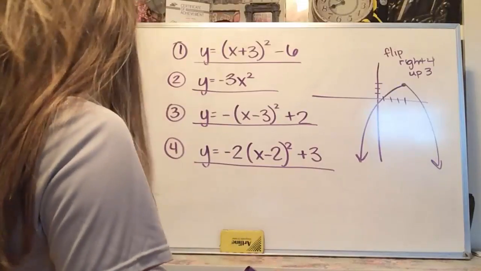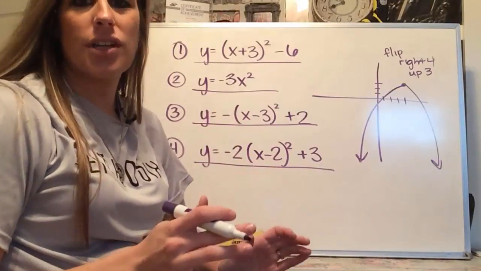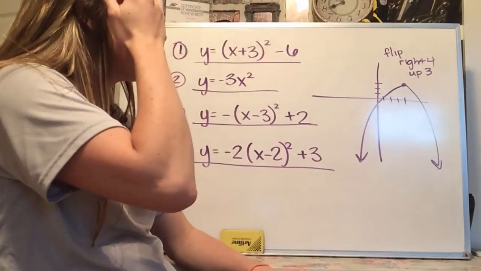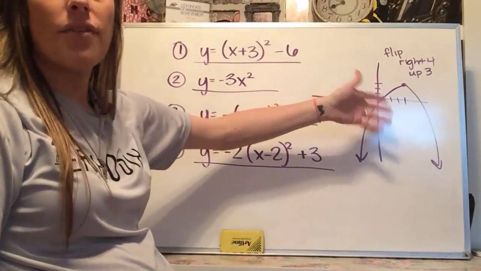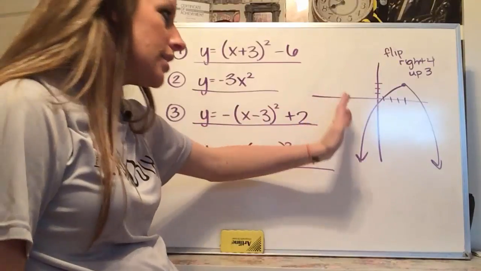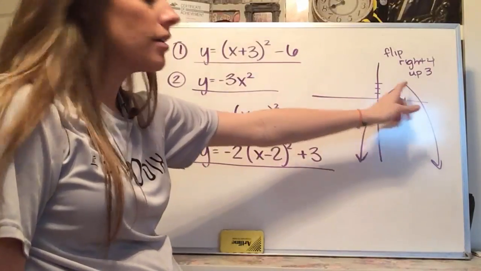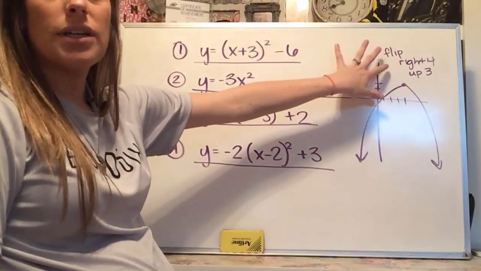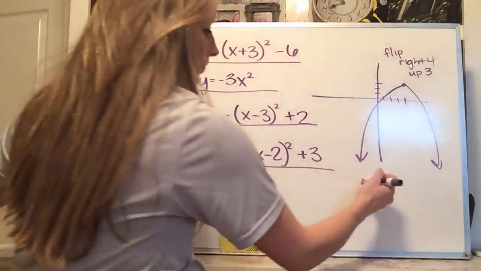Okay, so what I do, don't worry about stretching it from the graphs, it's a little hard to tell. But it's obvious that it was flipped. It's obvious that it was moved to the right for that vertex and up 3. So that's what I want to see in your equation.